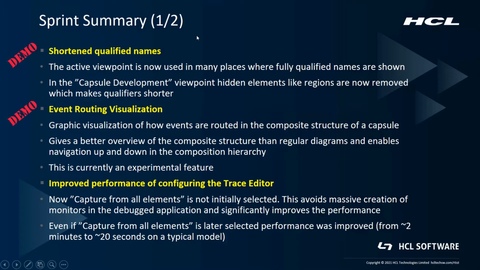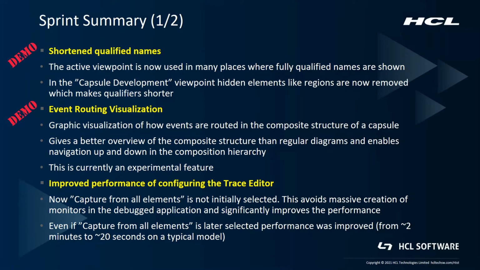In this sprint, we have worked on a usability improvement related to qualifiers for names. In at least some cases, there are items that are hidden in the Proto Explorer but still contained in qualifiers. So now we have changed it so that we take the active viewpoint into account. For example, if you're using the capsule development viewpoint, some elements like regions are hidden in the state machine. Now we also exclude them from the qualifiers, which makes them shorter and easier to work with.